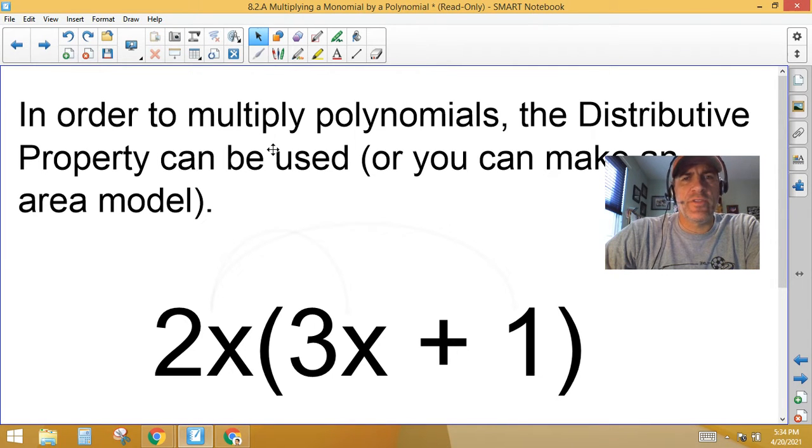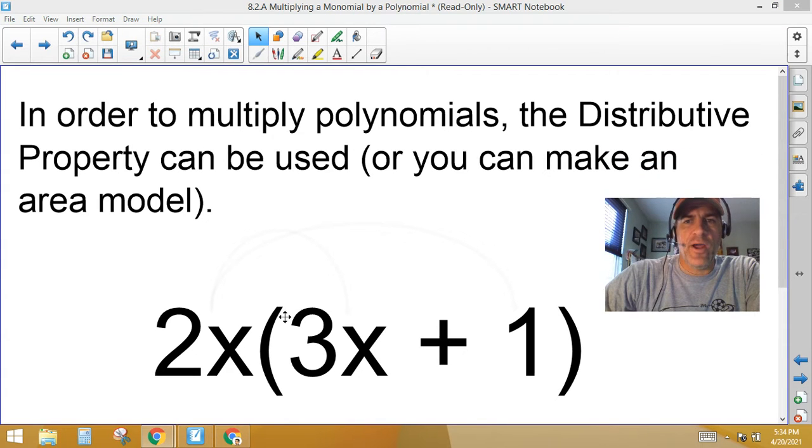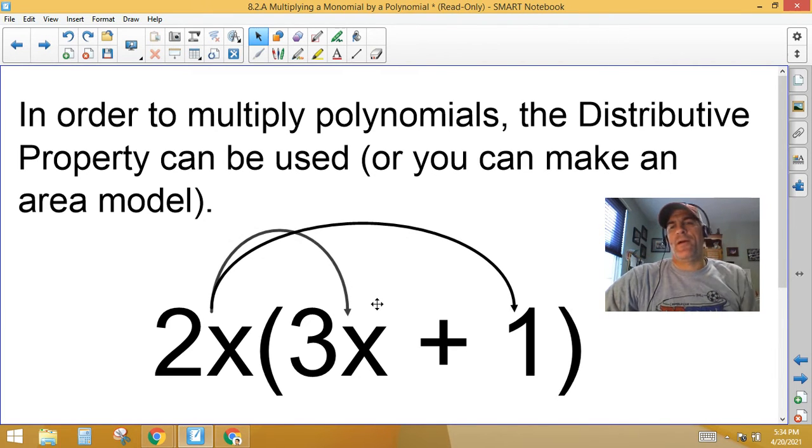So there are two ways I'm going to teach you how to do this for this lesson. The first way, we could use the distributive property. The second way will be an area model. With the distributive property, whatever's multiplying, I'm just going to distribute it to whatever's inside of the parentheses.